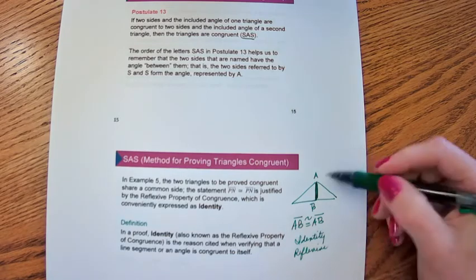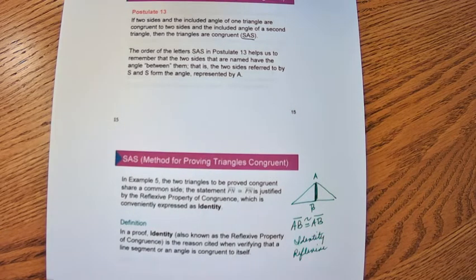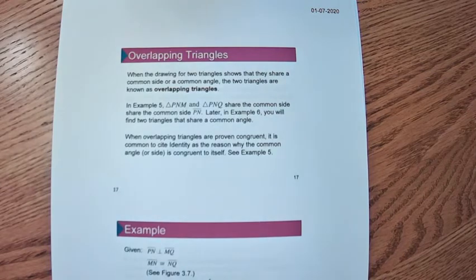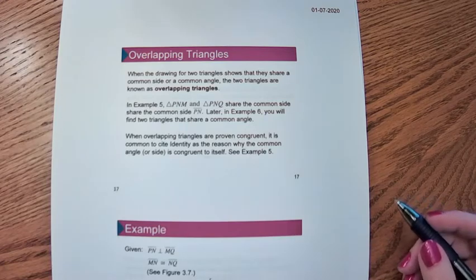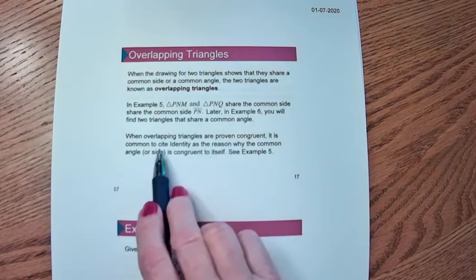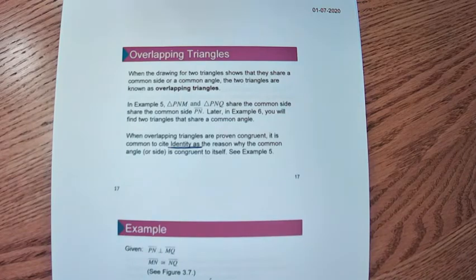But you would want to explicitly state that, because AB is considered a side of a triangle and is considered the side of the other triangle. So you want to at least have this statement so that you know explicitly that that side is congruent in both triangles. Depending on the diagram that you have, sometimes you'll have overlapping triangles. I will often redraw the diagram just because it's clearer to me. But when overlapping triangles are proven congruent, it's common to cite identity as the reason why a side or an angle is congruent to itself, the identity property. And you'll see what we mean here.